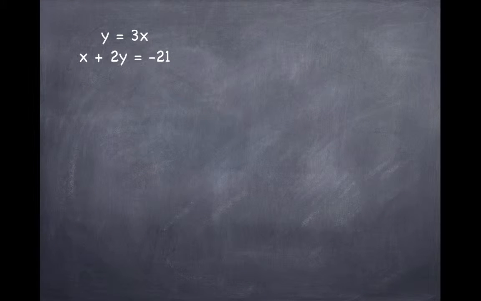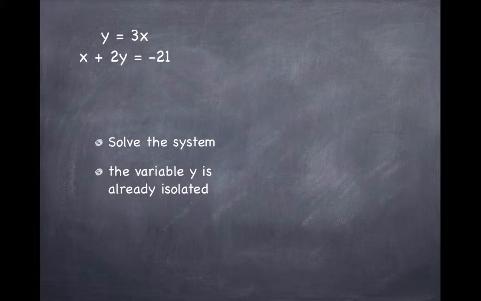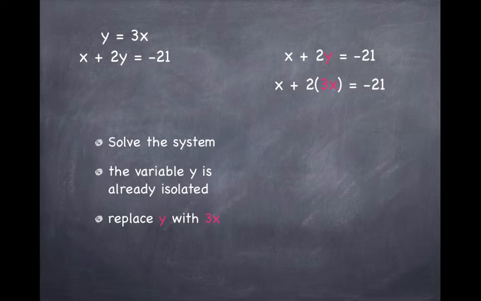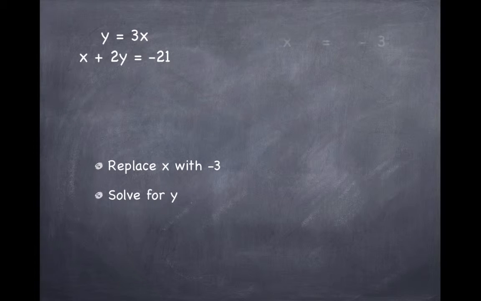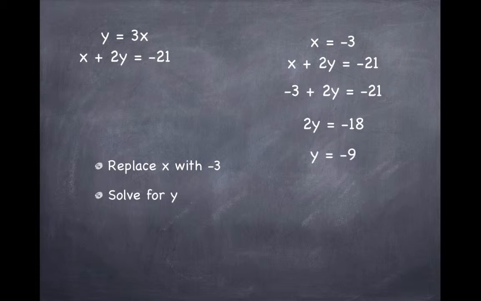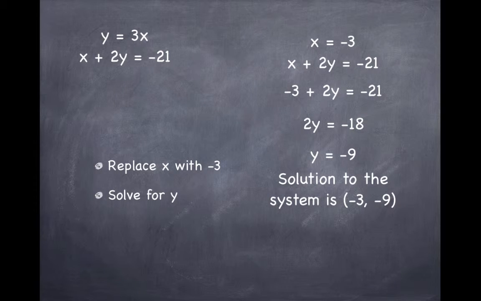The next one, I'm going to solve this one. Y is already isolated. I know that wherever y is, I can put 3x in its place. So where the y is in the second equation, I'm going to replace it with 3x. Now I'll multiply, combine my like terms to get 7x, divide by 7, and x is negative 3. I plug that back into another equation, and then I know that when I solve this, y equals negative 9. So my solution to this system is negative 3, negative 9.